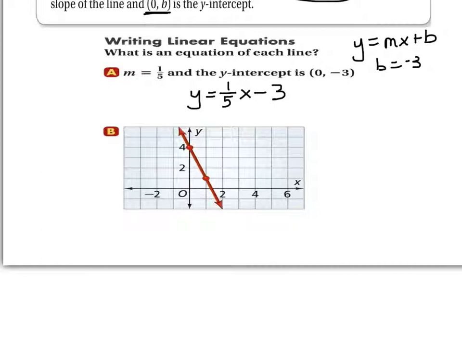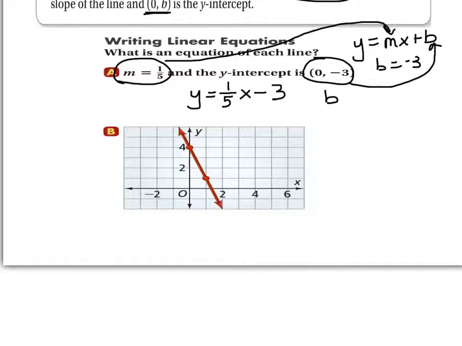This is your m. This goes in for m. This is b right here. This goes in for b. And this goes in for m. Same concept here on letter B, except now they don't give you the slope. You're going to have to figure that out. They do give you the y-intercept where it crosses the y-axis. That's at the ordered pair (0, 4).